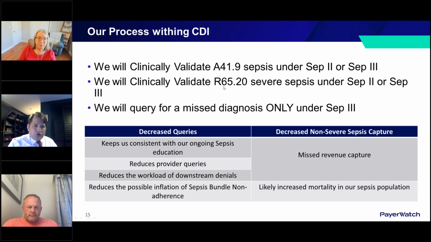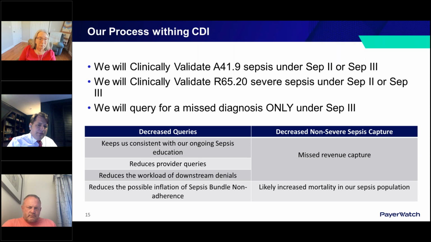We're also going to look to try to support our R65.2. Additionally, we're clinically validating that severe sepsis guideline under both Sepsis 2 and Sepsis 3. So however a provider supports that severe sepsis diagnosis, as long as they're the one who's writing down severe sepsis, we're going to clinically validate that under either Sepsis 2 or Sepsis 3 support.